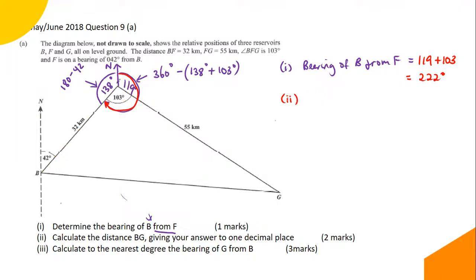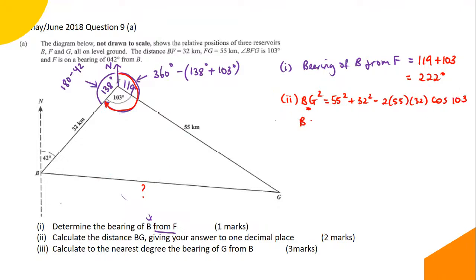Part two, calculate the distance BG, giving your answer to one decimal place. BG, that's this here. You know what rule you have to use by now. If you have reached this far in this tutorial, you know the rule already. Okay, just a matter of applying it. So BG squared is equal to the other two sides squared, and you're going to subtract 2 times the same two sides, and then cos of the angle opposite to this. So it's BG, the angle opposite is 103.